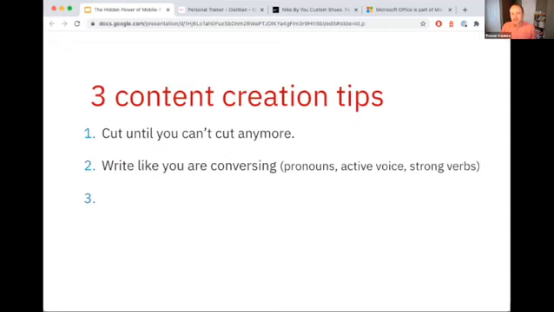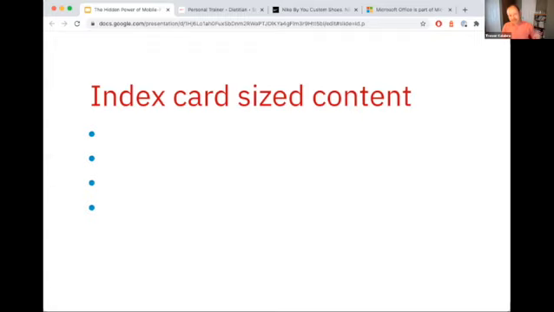All right. So we cut until we can't cut anymore. We write like we're having a conversation. And then the last tip here is write index card size chunks of content. So we want to keep your content concise and to the point, right? That's what all this is about. And a nice little trick is to think in your brain, how much stuff could fit on an index card, and make sure each group of content isn't bigger than that.